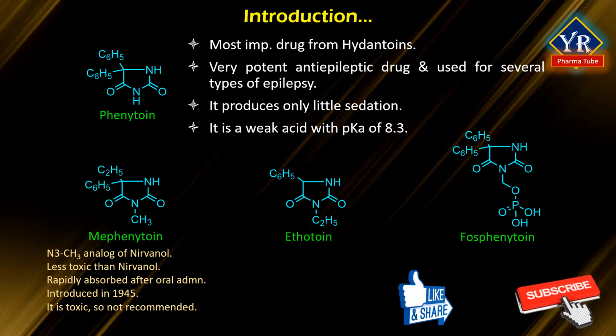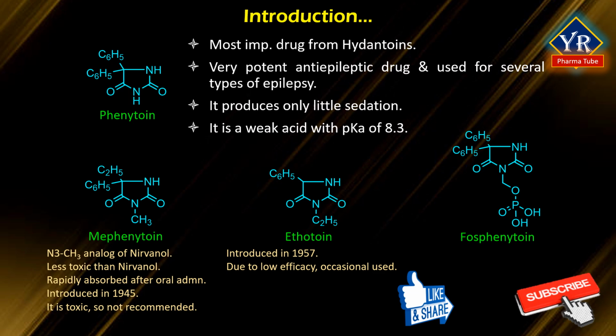Mephenytoin was introduced for clinical use in 1945. Because of its potential toxicity, it is not a commonly recommended drug for epilepsy and is given only to patients unresponsive to other treatment. Ethotoin was introduced in the year 1957. Due to its low efficacy, it is used only occasionally in the therapy of generalized tonic-clonic seizure, mostly as an adjunct to other agents. Fosphenytoin is a more soluble prodrug of Phenytoin that is administered by intramuscular or intravenous injection.